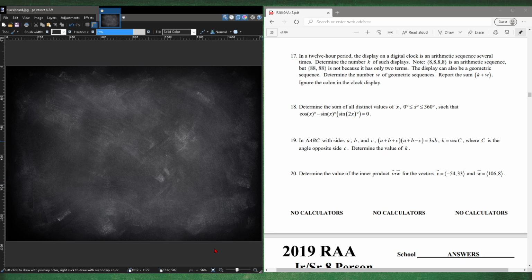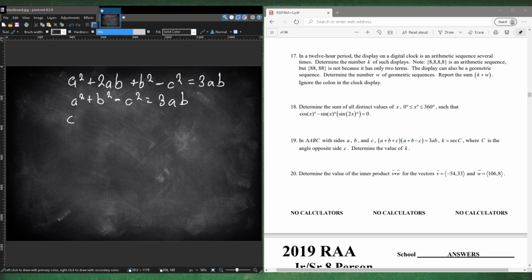Okay, number 19. In triangle ABC with sides a, b, and c, a plus b plus c times a plus b minus c equals 3ab, and k equals secant of C, where C is the angle opposite of side c. Determine the value of k. So we know if we distribute it out, we have a squared plus 2ab, and then the negative ac and the positive ac cancel each other out. And then we have plus b squared, and then the positive bc cancels out with negative bc, and then we have minus c squared equals 3ab. So it's just the same thing as this equation, but now distributed. So that gives us that a squared plus b squared minus c squared is equal to 3ab.